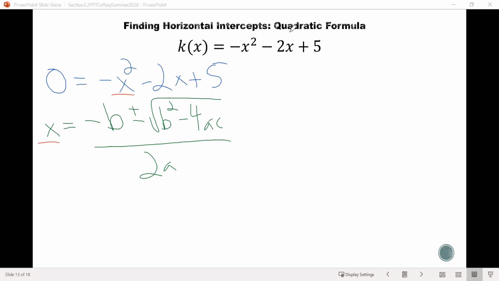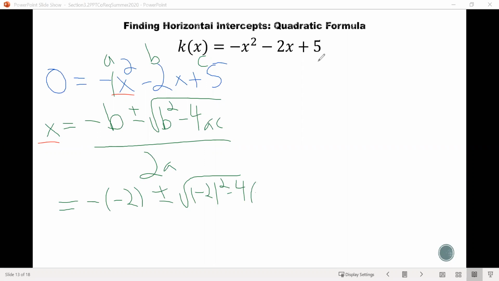All right, so let's use this now with the equation we're given. First of all, let's note what the values are for a, b, and c. a is negative 1, b is negative 2, c is 5. Let's go ahead and plug this in. So we'll have the negative of negative 2 plus or minus the square root of negative 2 squared minus 4 times negative 1 times 5, all divided by 2 times negative 1.